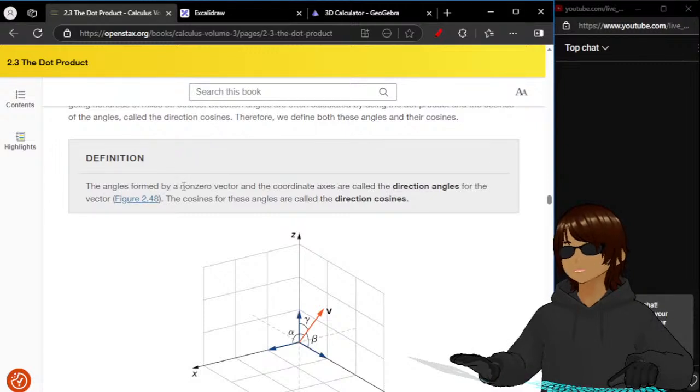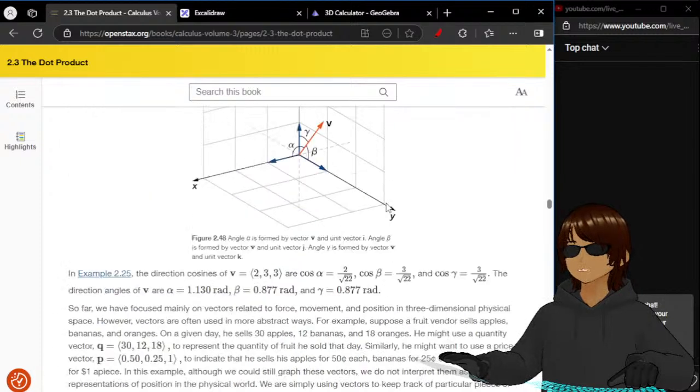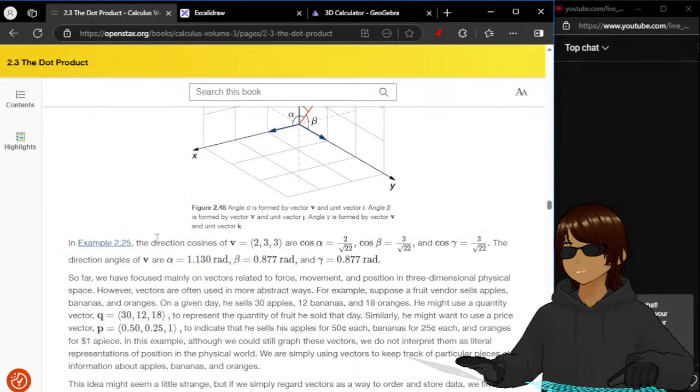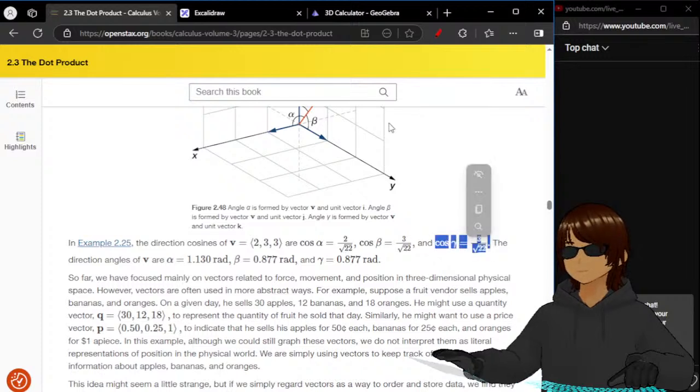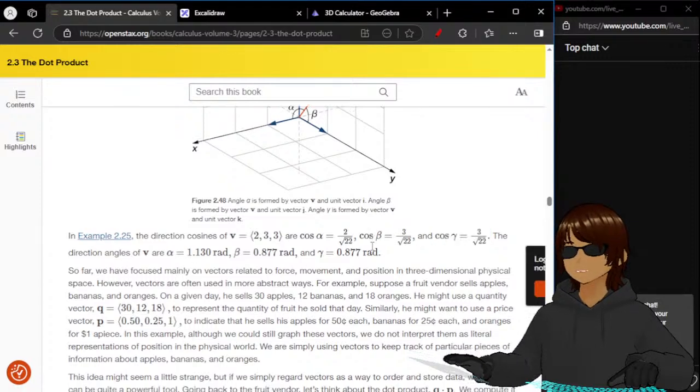The angles formed by a non-zero vector and a coordinate axis are called the direction angles for the vector. The cosines of these angles are called direction cosines. The direction cosines of V (2, 3, 3) are cos alpha 2 over root 22, cos beta 3 over root 22, and cos gamma 3 over root 22. The direction angles are these radians.